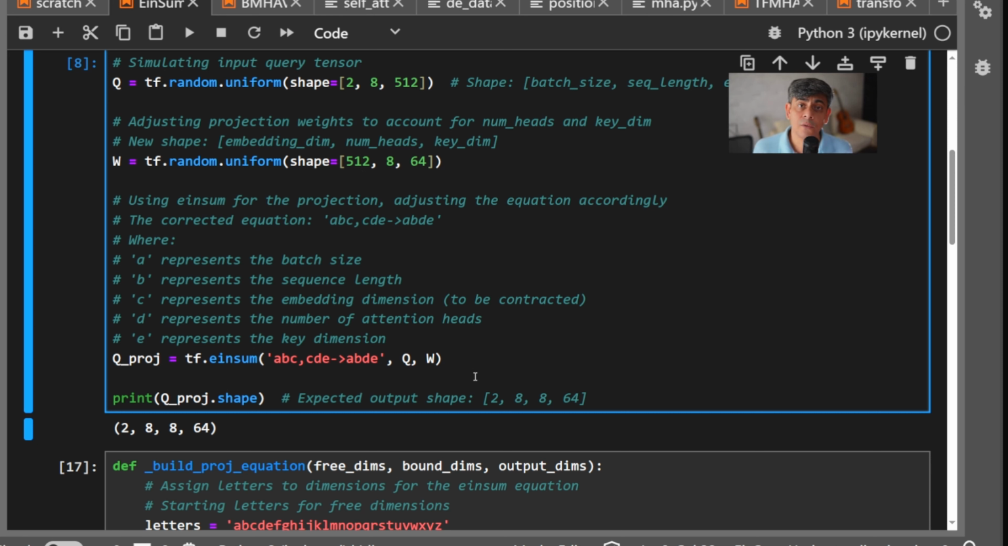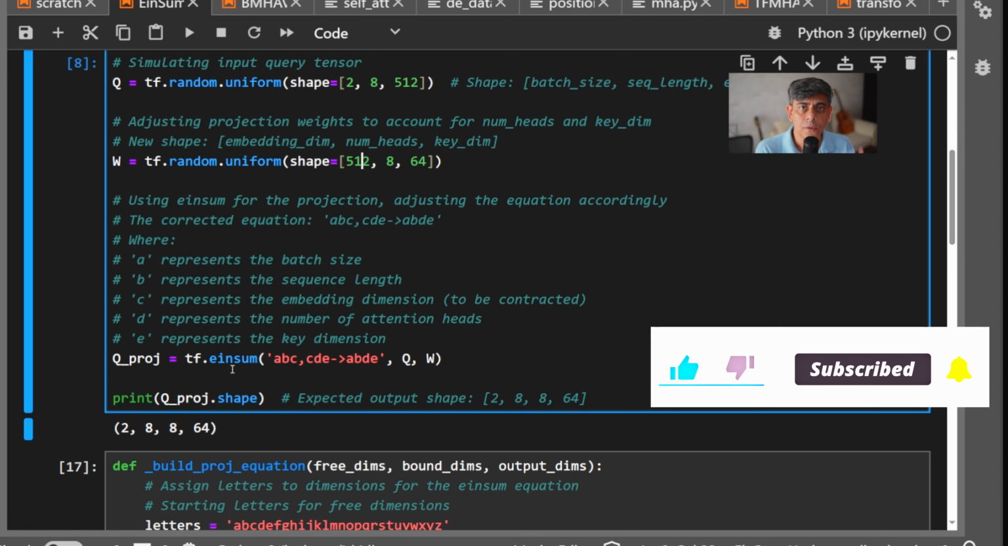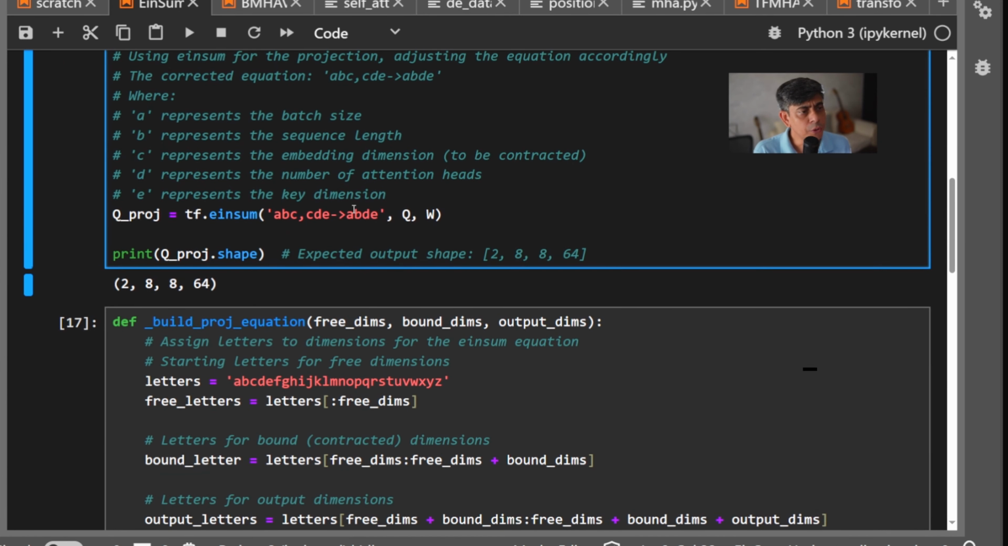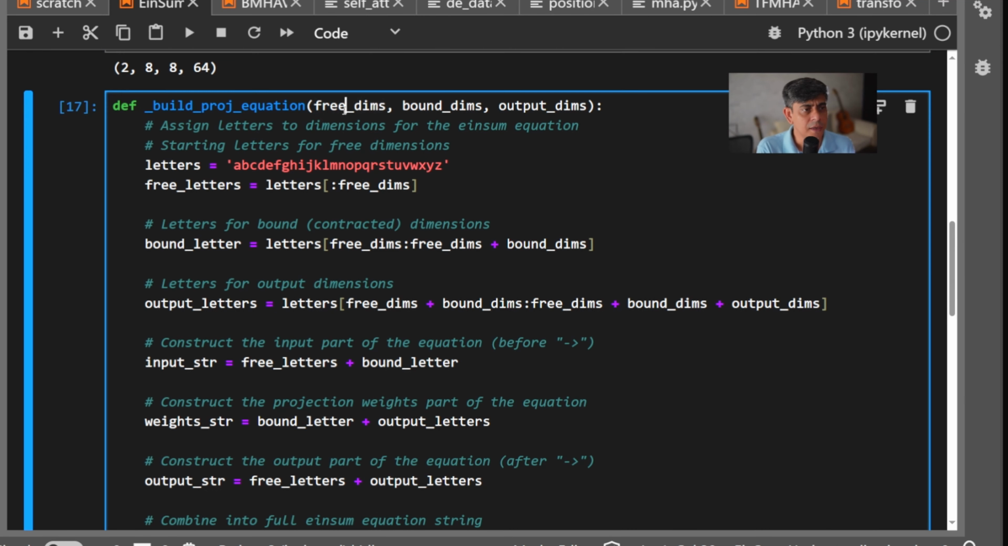And this equation could be different for a matrix multiplication or an addition or some other linear algebra operation. But if we are able to give the equation to einsum, one operation would be able to give you all the output. How do you build this equation is the question now. Let's understand the build projection equation.